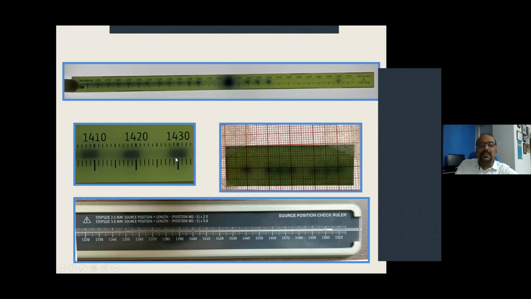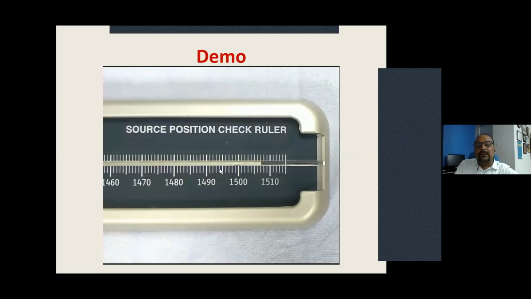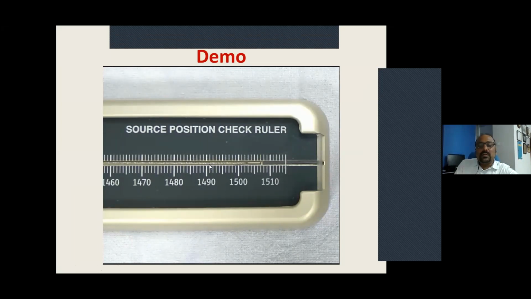And after correction you can see it is in the right position. I have a small video to show you how this happens, so you can visually also see it in this source check ruler. So first, you can see this is the dummy source.